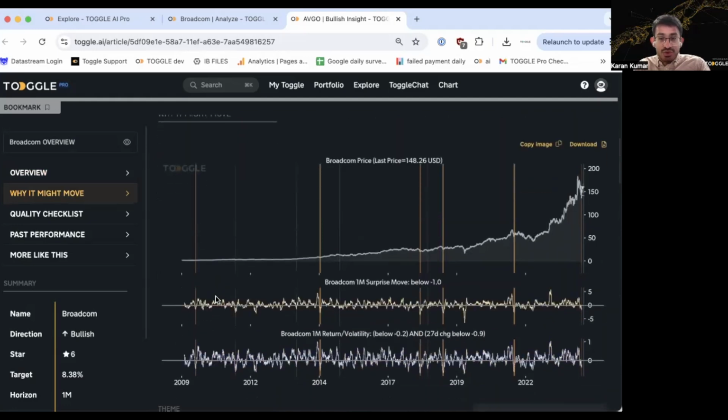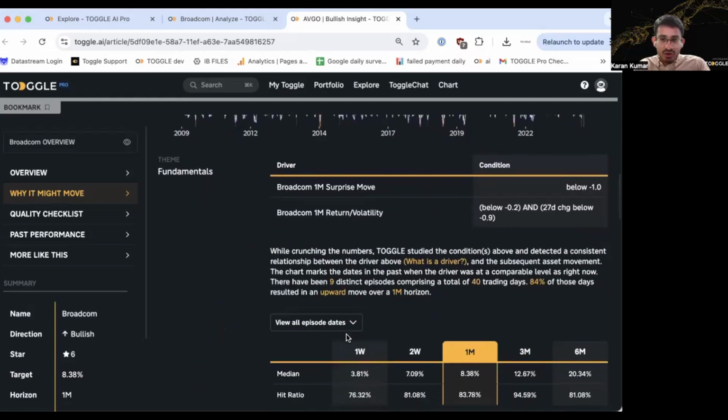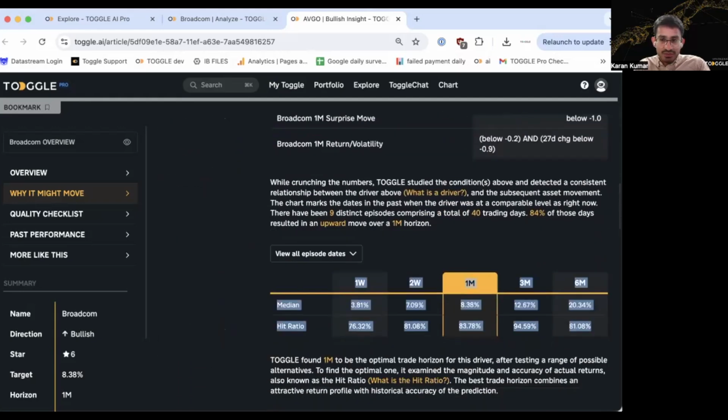The more detailed section shows you how the insight was generated. So what were those specific entry point indicators which Toggle was looking at? It was looking at Broadcom's 1-month surprise move as well as a 1-month return to volatility. And notice that both these indicators saw a big move down. And in the past, as shown by the vertical orange lines, times when it saw this big move down, it saw the following price action.